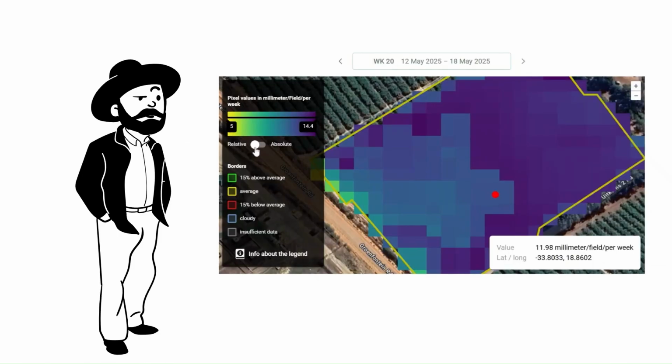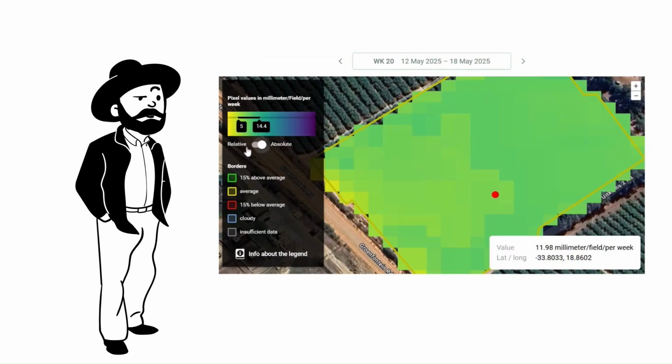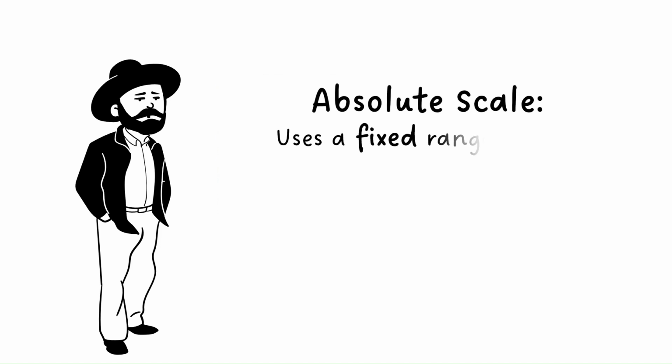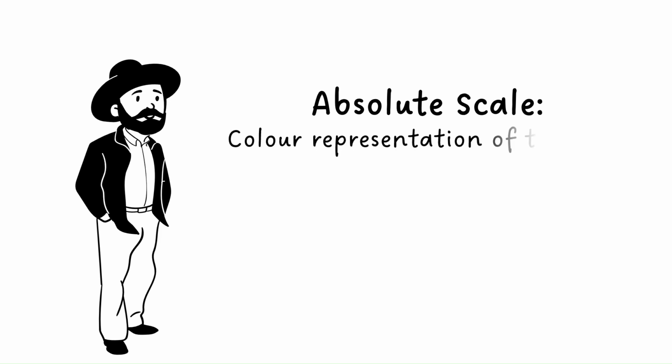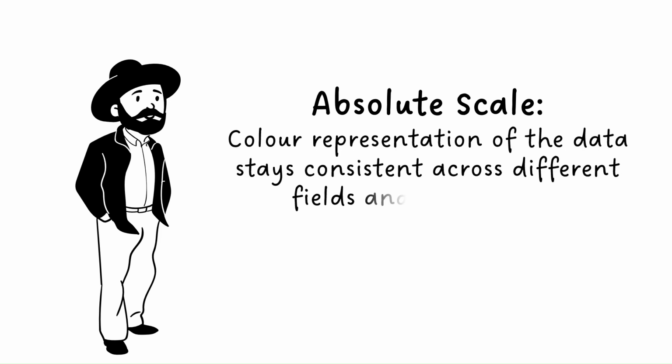Have you ever wondered what the difference between the absolute and relative color scale in FruitLook is? Let me explain. The absolute scale uses a fixed range that is predefined for each data parameter. This means that the color representation of the data stays consistent across different fields and time periods.